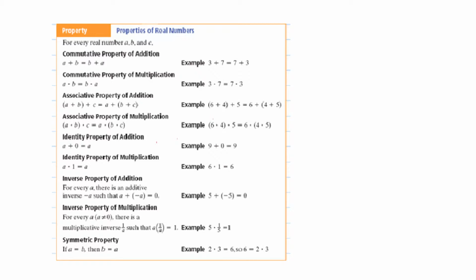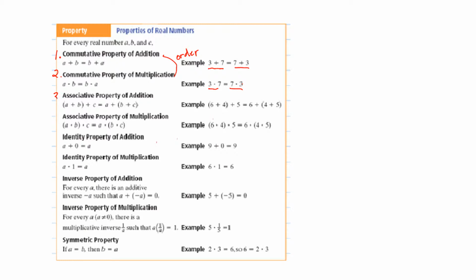If we look, we first have the commutative property of addition. Commutative properties of addition and of multiplication deal with order. And what it means is when I add or when I multiply real numbers, I can list them in any order. As for example, 3 plus 7 equals 7 plus 3. And 3 times 7 equals 7 times 3.